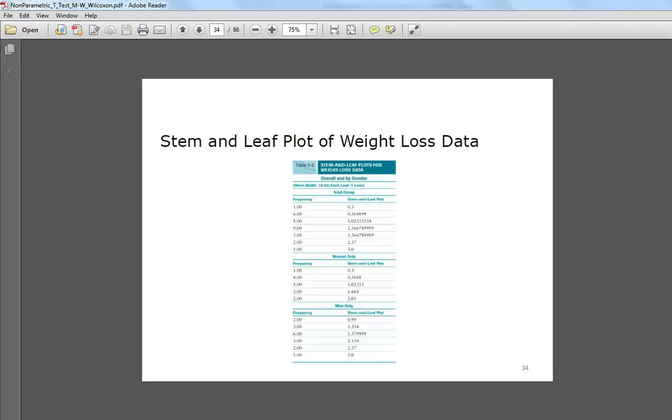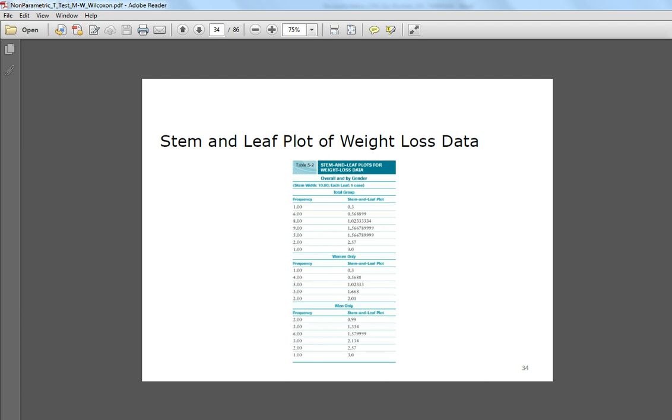And then for women you actually have 1 who got 0.3, there were 4 who got 0.5688, and then there were 5 who got 1.023, 3 and 3 and 3, and then there were 3 who got 1.668.